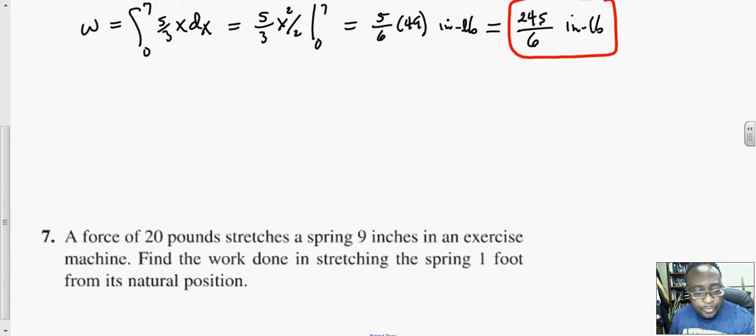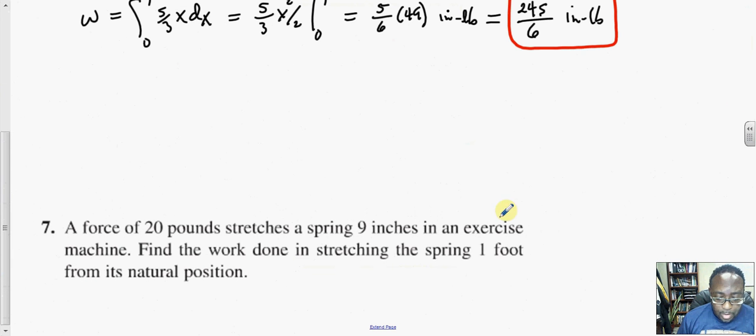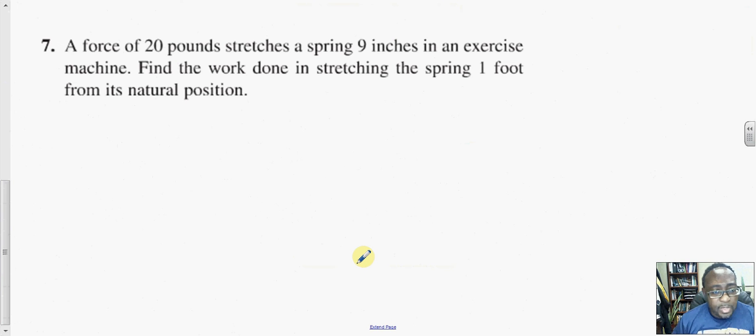The next one: a force of 20 pounds stretches a spring 9 inches in an exercise machine. So there they want us to compute the constant of proportionality, or the spring constant. So we have the force is equal to k times the distance of the stretch.